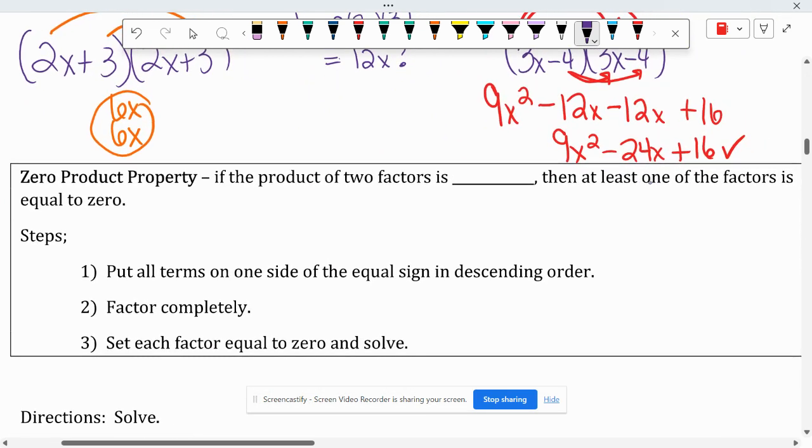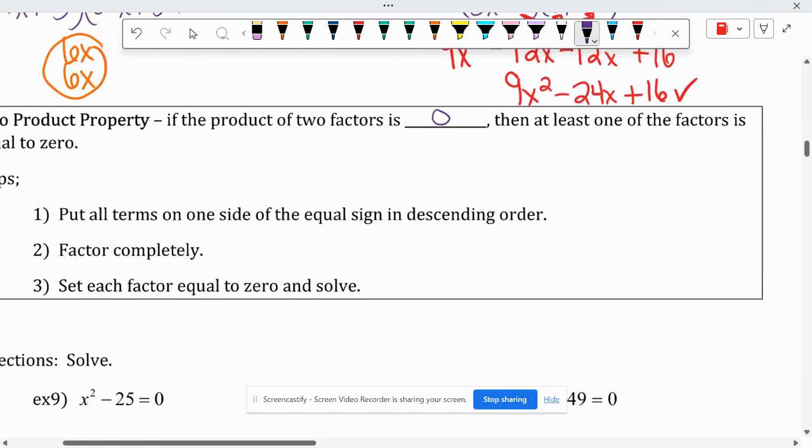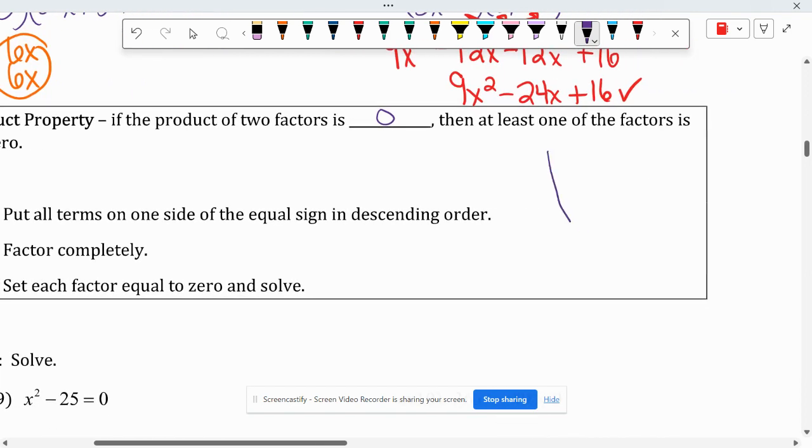Okay, zero product property. This is the third time we've had this exact blurb written in your notes. The zero product property says if the product of two factors is 0, then at least one of those factors is equal to 0. That's how we solve a quadratic. Why do we do that? Well, I just want to kind of remind you about your graphs.